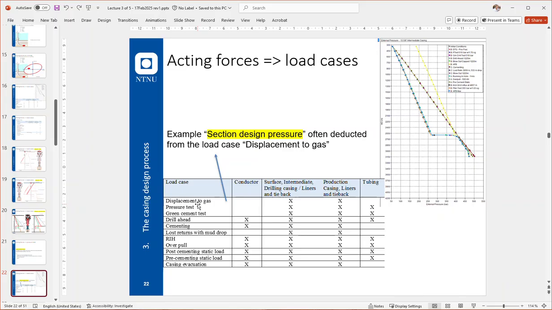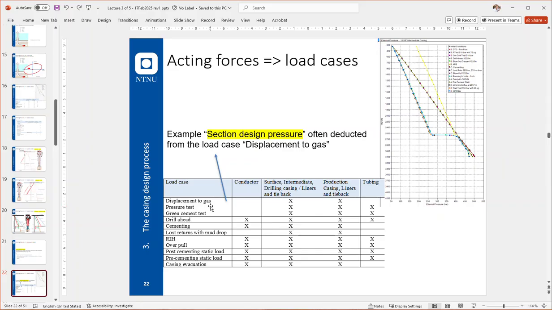Displacement to gas, that may not be the highest load that we see. We may go through other situations and see load cases and see that yes, we are covering the highest load. Section design pressure should be the highest pressure that any of the casing strings see through their lifetime.